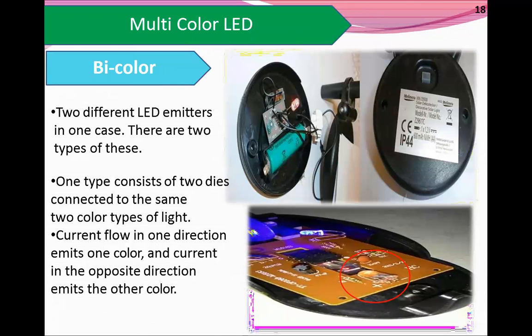A multicolor LED, we are going to see bicolor. So here there are two different LED emitters, and there are two types. One type will consist of two dyes connected to the same two-color type of light. Here current flowing in one direction will emit one color, and the current flowing in the opposite direction will emit the other color.